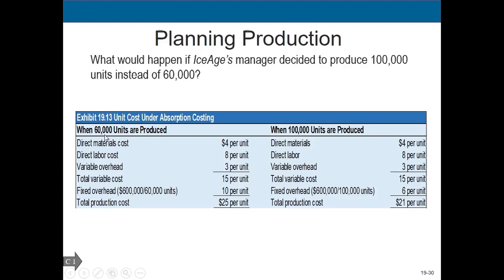Well, when you produce 60,000 units, your fixed overhead cost per unit is $10, right? We take 600,000 of overhead costs divided by 60,000 units. But when we produce 100,000 units, remember, fixed overhead never changes. It's still 600,000, but when we divide it by 100,000 units, that's only $6 per unit.